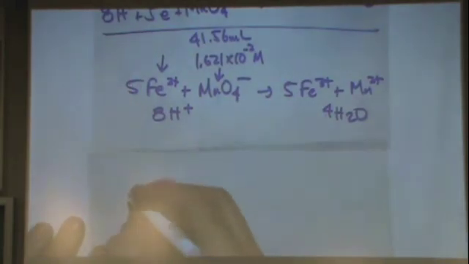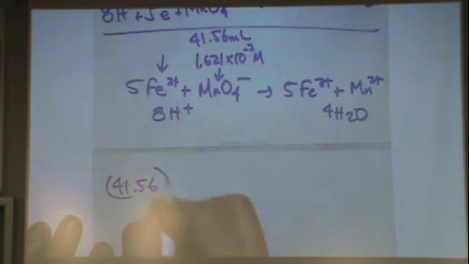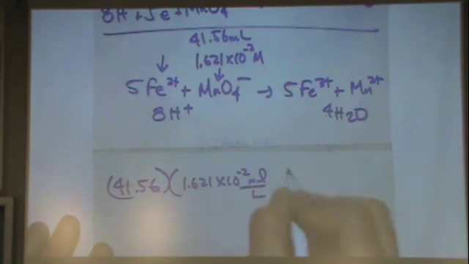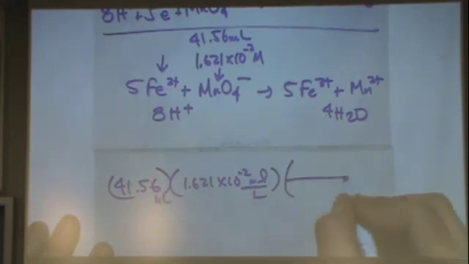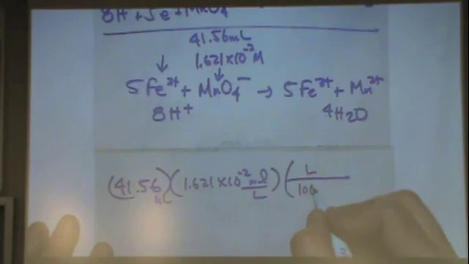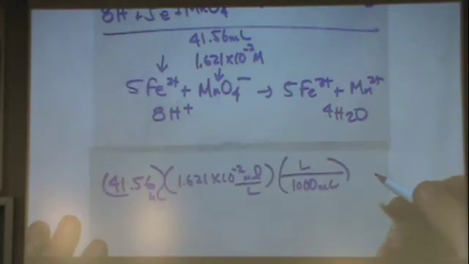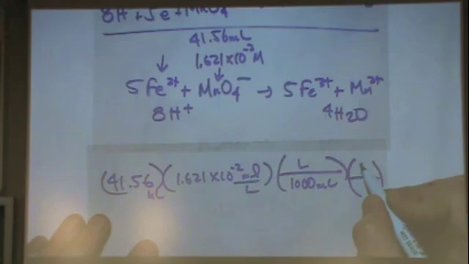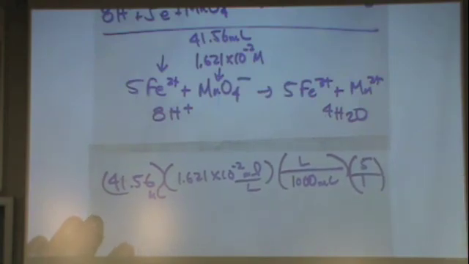So you go 41.56 times 1.621 times 10 to the minus 2 moles per liter. This is milliliters. You need to change the volume, 1 liter for 1,000 milliliters. Now I've got moles of the permanganate. That's the MnO4. I'm going to do a molar ratio. There's 5 irons for every 1 permanganate. And balancing the redox reaction gives me this number right here where my pen is. That's why I had to balance the redox reaction to get that number.